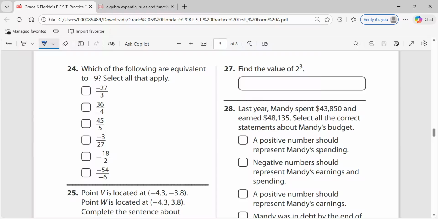Hello again, sixth grade. We are going to continue with our review. Today we are going to do number 20.